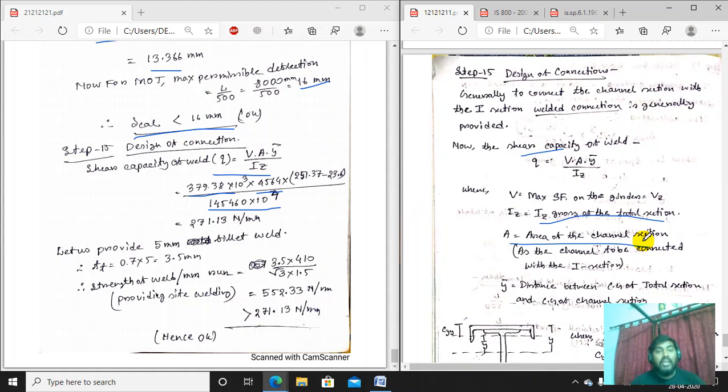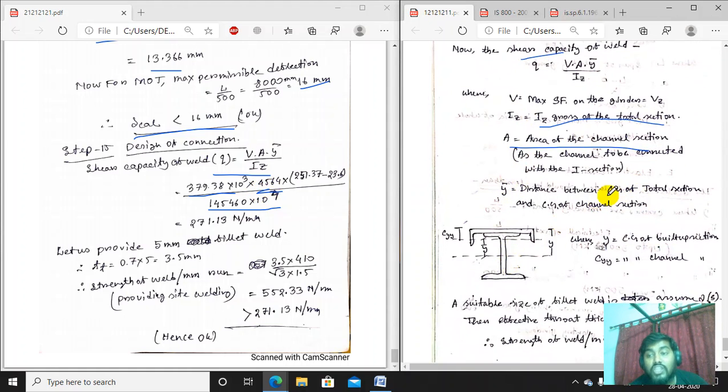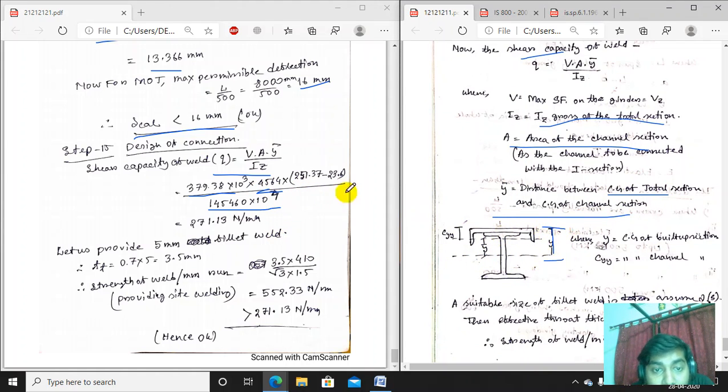So when we are determining the shear capacity, the channel section we have to consider. So the area of the channel we have used here, and Y dash is equal to the distance between the CG of the total section and the CG of the channel section. The CG of the total section from the top is 251.37, that we know. And the CG of the channel section from the top is Cyy, we know that, 23.6. Putting the value here, we are getting 271.13.